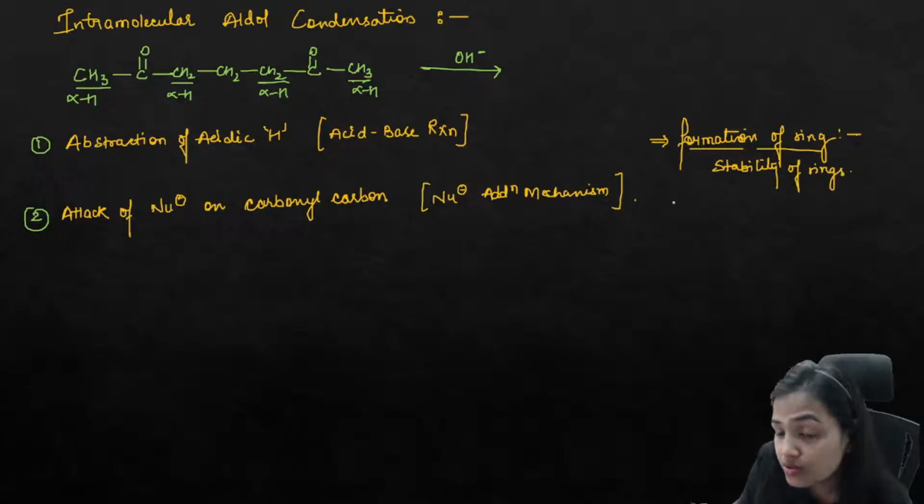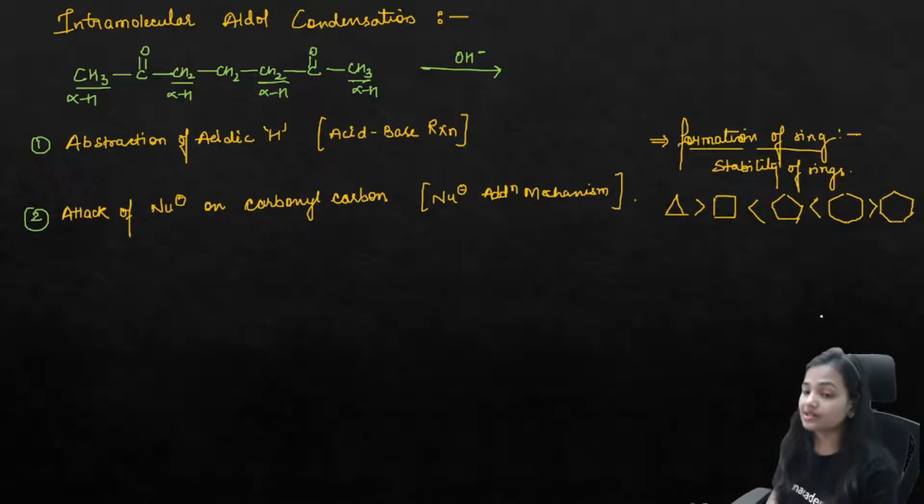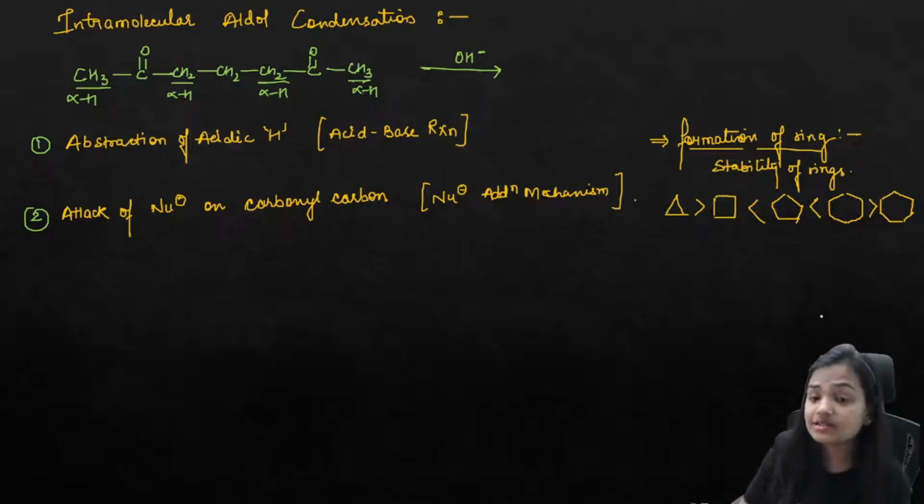And you need to know, if you are getting a 3-membered ring, this is going to be more stable than the 4-membered ring. If you are getting a 5-membered ring, then the 5-membered ring is more stable than the 4. If you are getting a 6-membered ring, 6-membered ring is more stable than the 5. If you are getting a 7-membered ring, then let me tell you 6-membered ring is more stable than the 7. So this is the stability of the ring. And stability of the ring is more preferred.